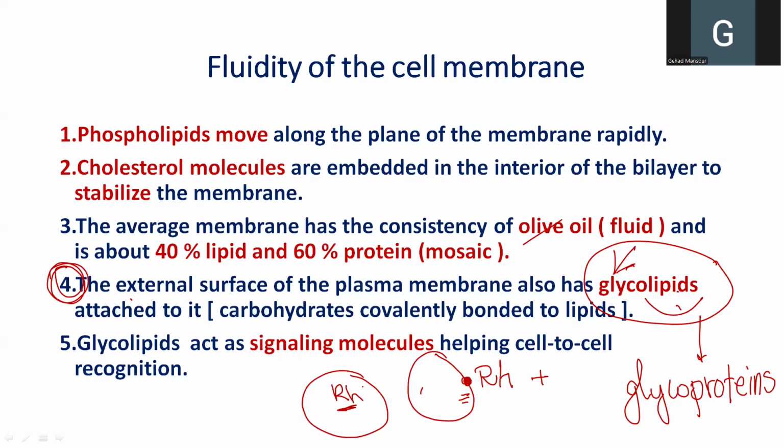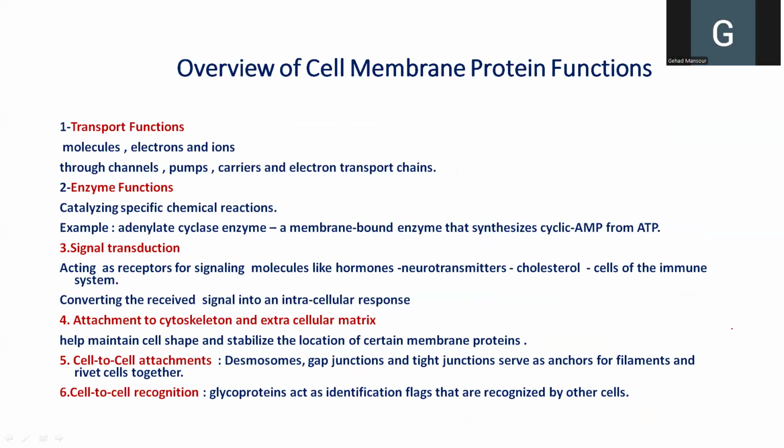The glycolipids are again lipid molecules to which a carbohydrate moiety is attached, and again attached by a covalent bond. And we will see that the glycolipids also help in cell-to-cell recognition. So we have two types of molecules on the external surface of the cell membrane that help cell-to-cell signaling and cell-to-cell recognition, which are the glycolipids and the glycoproteins. And notice that the carbohydrate moiety is common between the two.